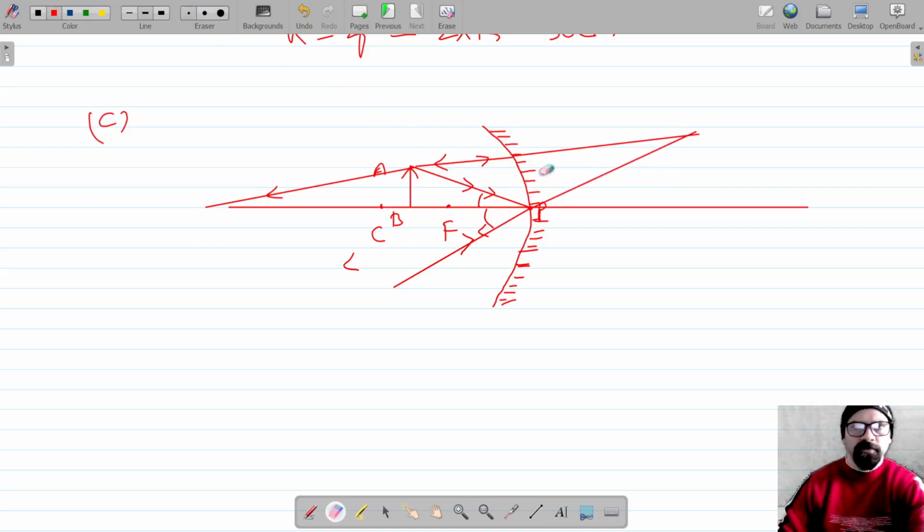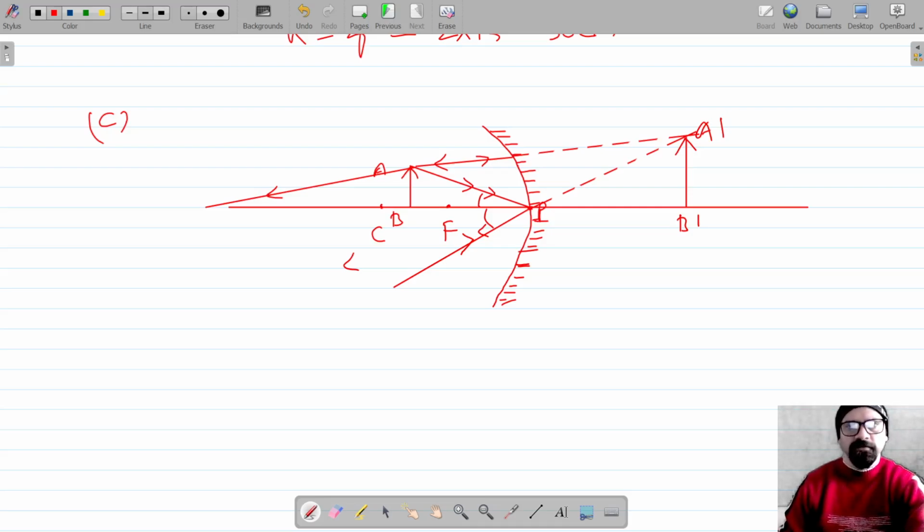Let's mark them with a dotted line because these are not the actual rays. These seem to be intersecting when produced backwards. So these seem to be intersecting here. This is the point where these rays are intersecting, and this is the image formed, which is denoted by A dash B dash, and it's erect, so the arrow should be pointing upwards. So the image formed is virtual because it's not formed by the actual intersection of the rays. It's formed when we assume that the rays are intersecting when produced backwards.